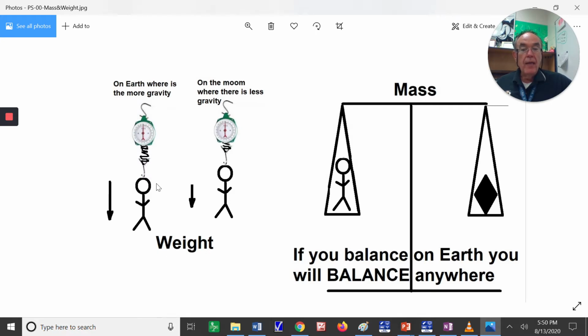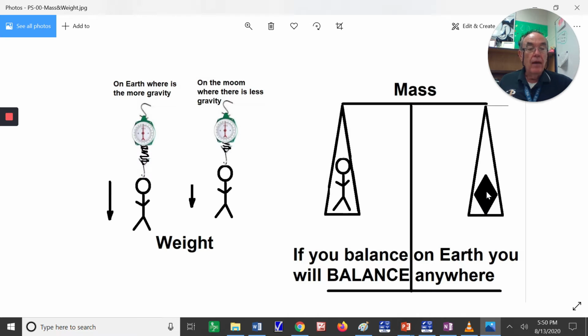So when we say our weight is the measure of the force of gravity, it's how much it's pulling down on the scale. This is different than mass. We take this same person and put him or her on a scale, and we find something that balances them.